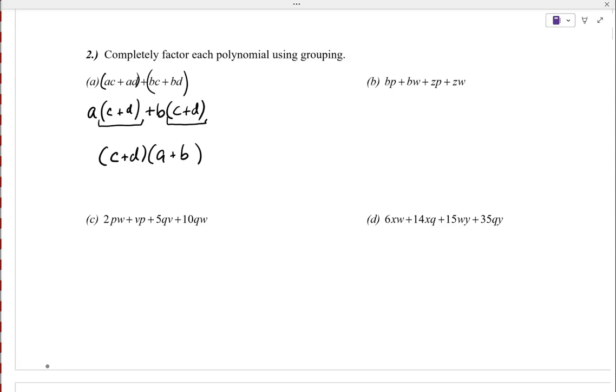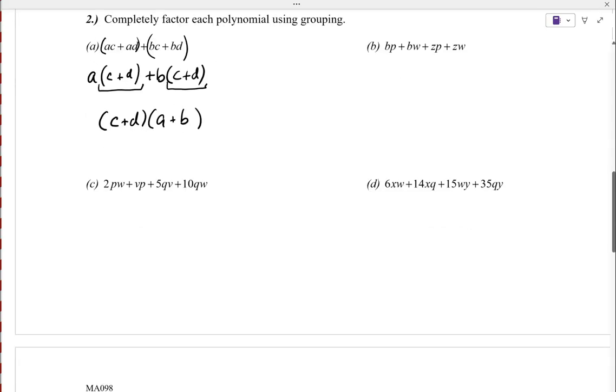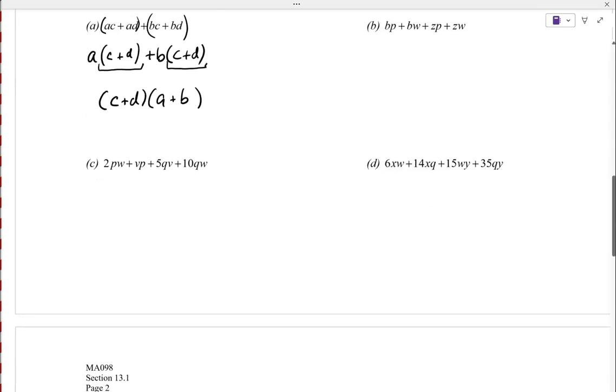Let's look at letter C here, the one right below it. Okay, let's look at this one together. Then we'll do one where it's also got a GCF in it, and then we'll go on to some new stuff. All right, so again, factoring by grouping. Group the first two, group the second two, and look for GCF. Okay?